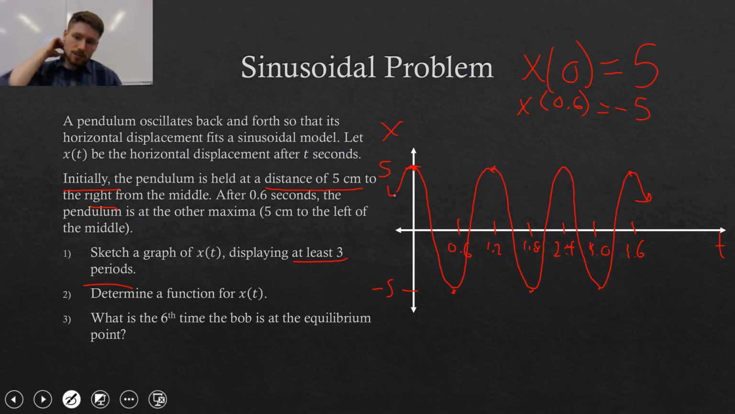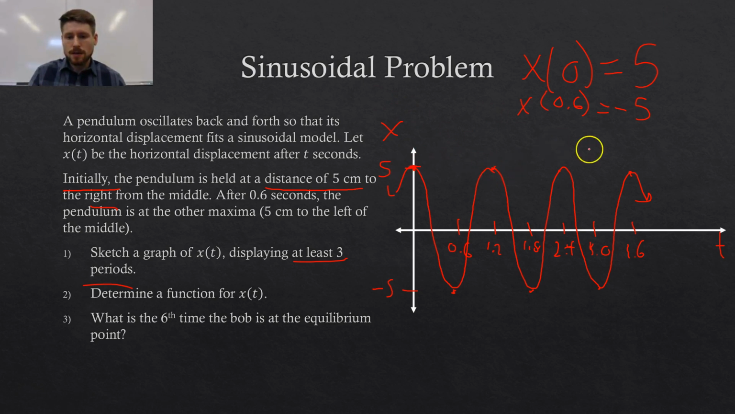So that's 3 cycles, peak to peak, peak to peak, peak to peak. So we count 3 cycles right here: 1, 2, 3.